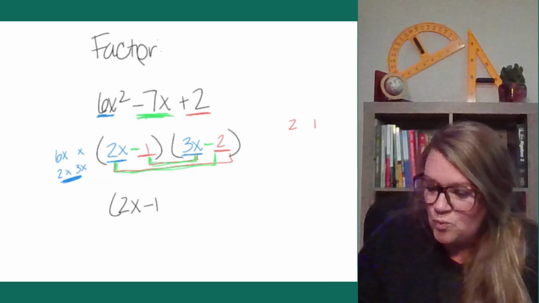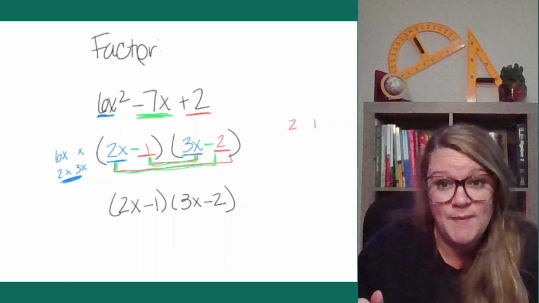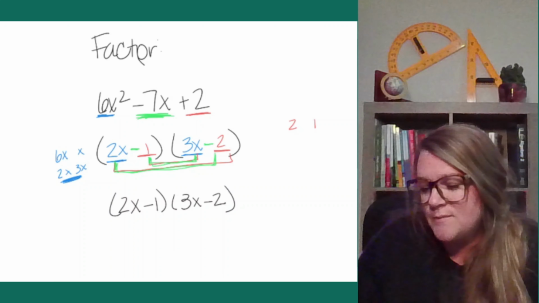2x minus 1 times 3x minus 2. And if I wanted to check my answer, I could FOIL this back out and see if I got my original. I'm going to do that on this one. First times first gives me a 6x squared.